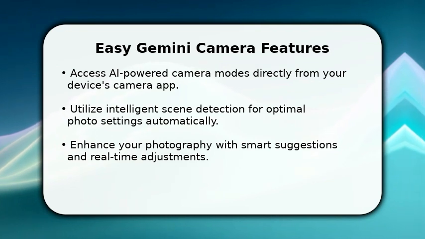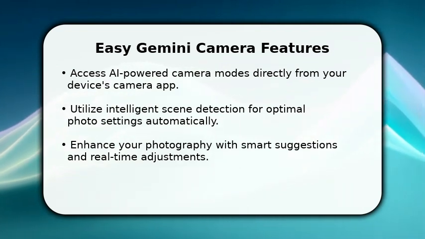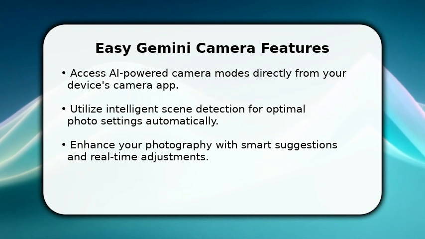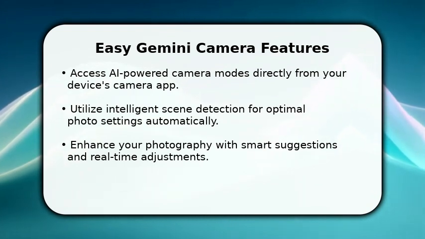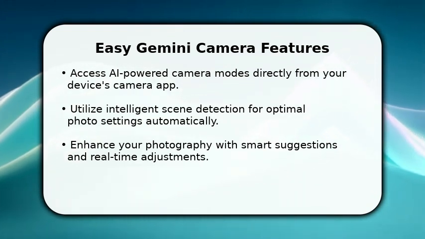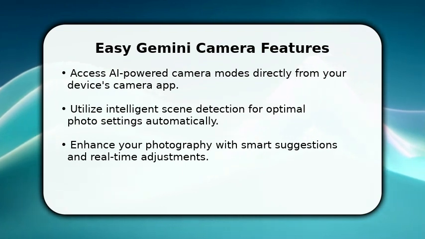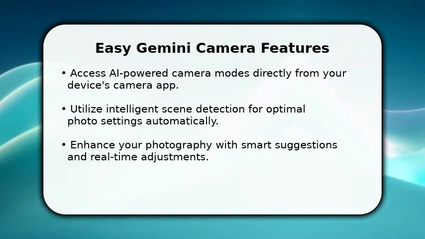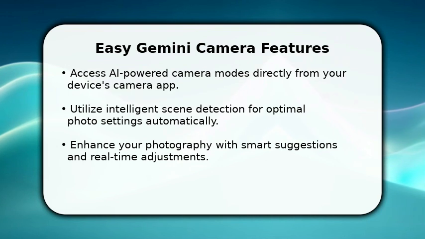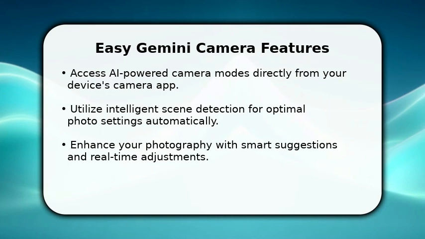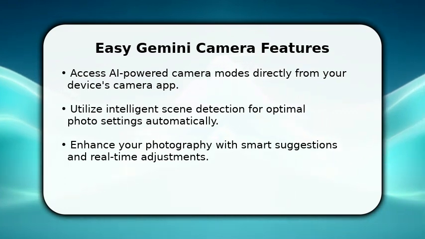Look for the Gemini icon or an AI mode selector, often found near the shutter button or in the settings menu. Tapping this will activate the intelligent features, allowing Gemini to analyze your scene in real time. This easy method ensures you capture stunning photos with minimal effort, leveraging advanced artificial intelligence for superior results every time.